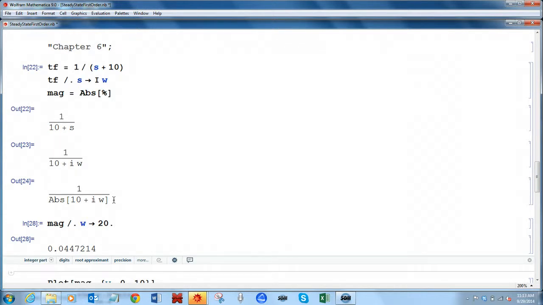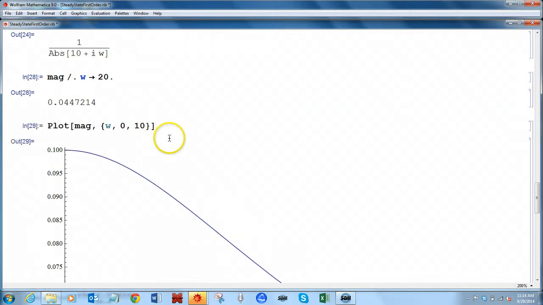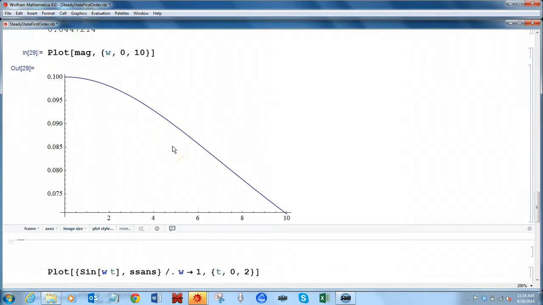magnitudes as the frequency gets larger and larger? What will happen to the magnitude? Smaller and smaller. Okay? So what will happen then is I've just done a plot right here, this is the magnitude on the vertical, and this is the frequency along here. And sure enough, as the frequency goes up, it gets smaller and smaller.